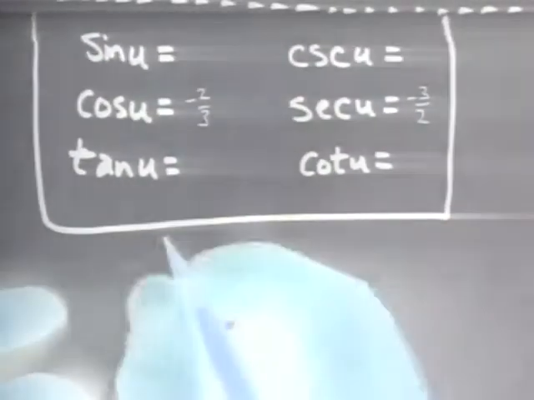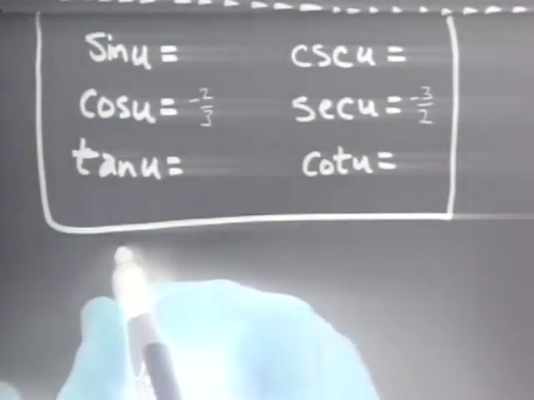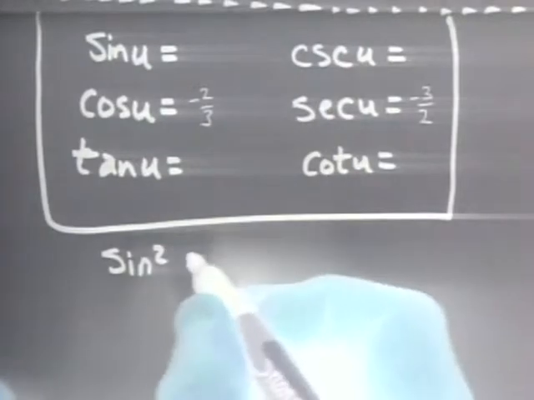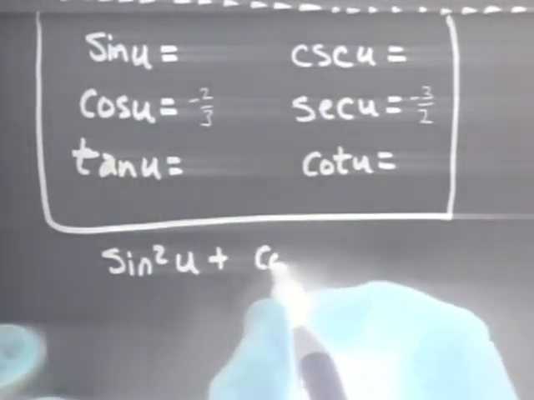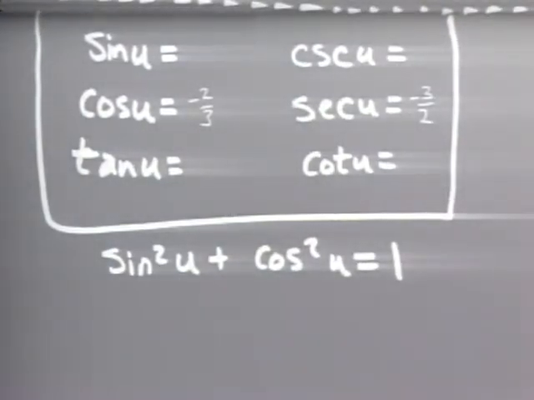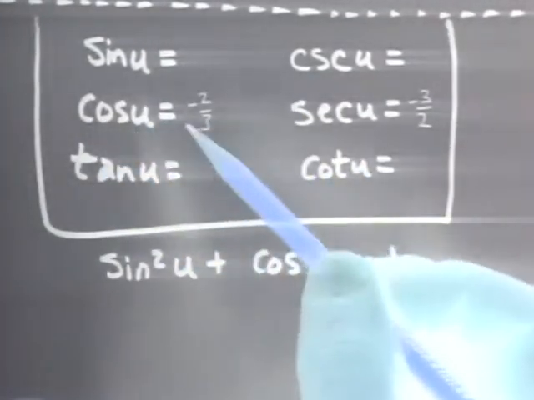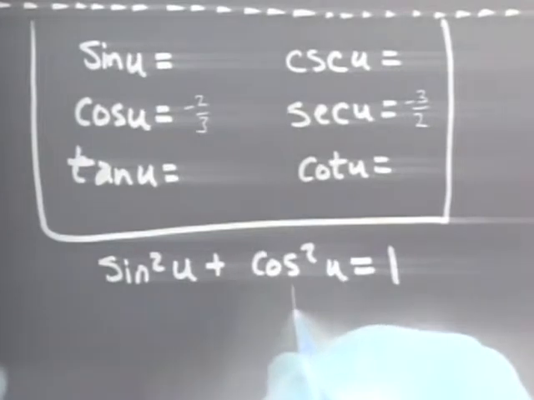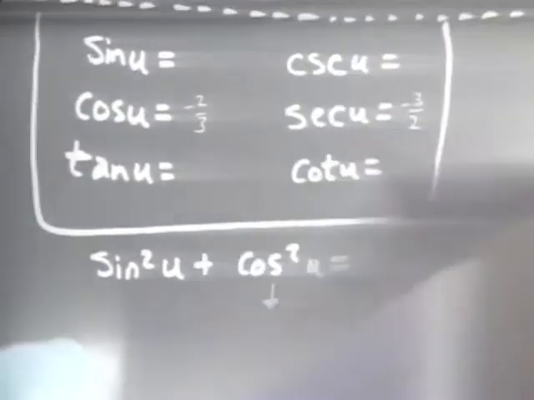So in order to use this, we're going to write it down. I'm going to write the identity: sine squared, and you can put x or u or whatever. I'll put sine squared u plus cosine squared u equals 1. Now I know what cosine is right here.